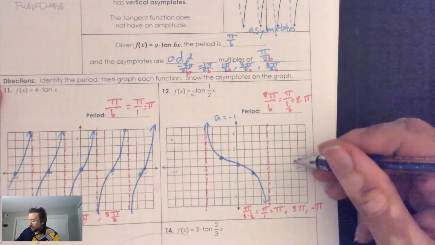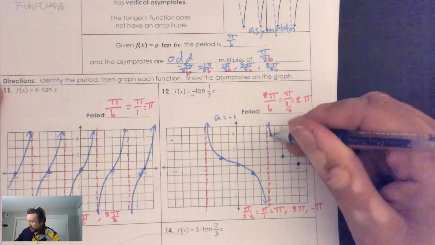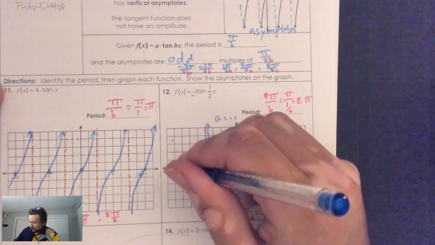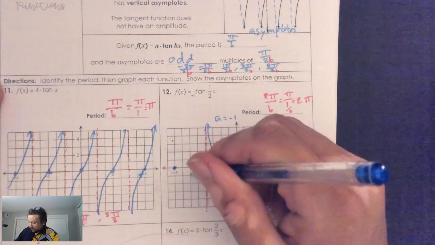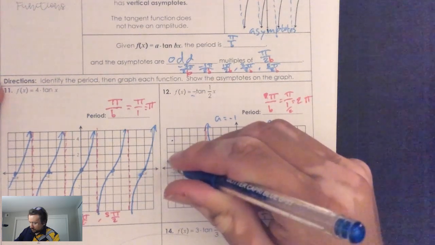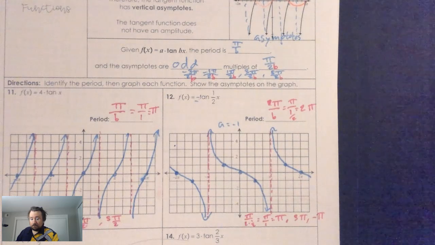The period is 2 pi, so we have another point here, another point there. Remember, it's periodic, so it's just the same thing over and over. -2 pi, down there. And that would be our graph.